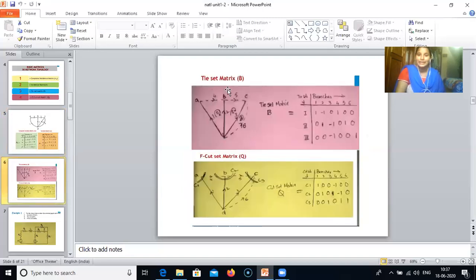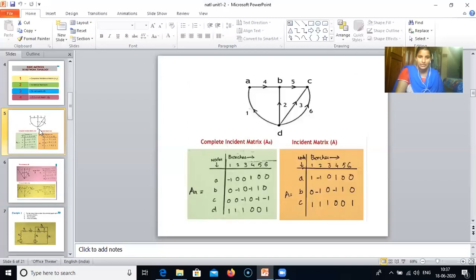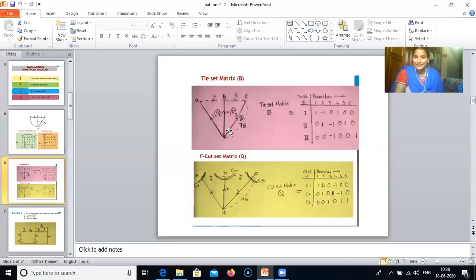See here, tie set matrix. Tie set and cut set we have. Tie set matrix means, this is the matrix for this particular network only. The tie set matrix is represented by the letter capital B. So this also will be equal to number of ties and number of branches.